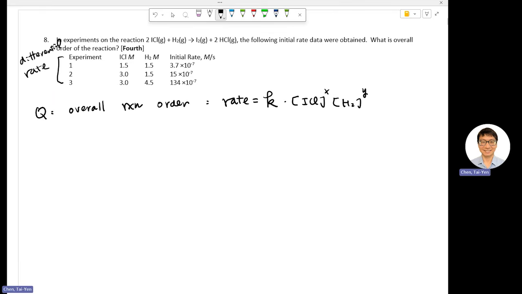H2 to the Y power, right? That's actually the thing you have to write out by yourself. The rate equals rate constant k times reactant to a certain power. And the reactants, you should be able to read them yourself from the equation. That means the two species on the left are your reactants. Therefore, you know this will be the differential rate law you're going to use.